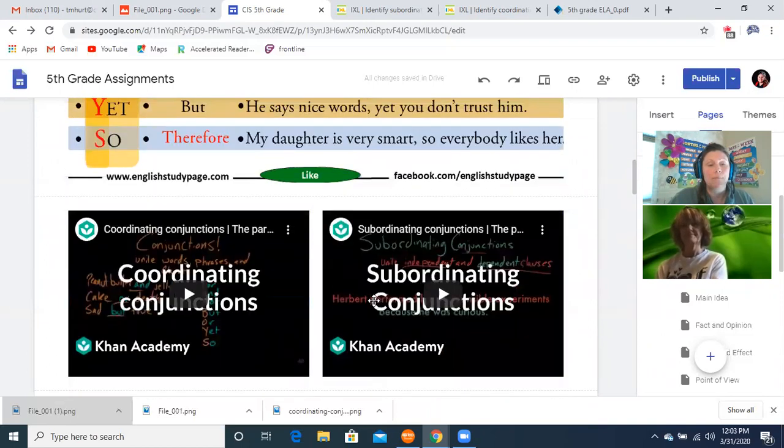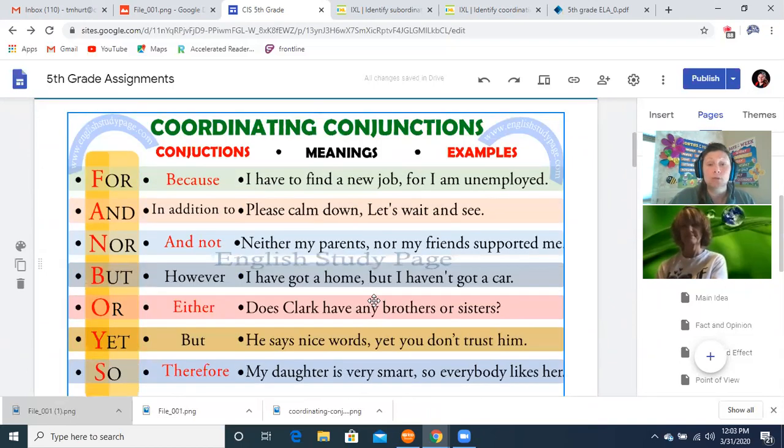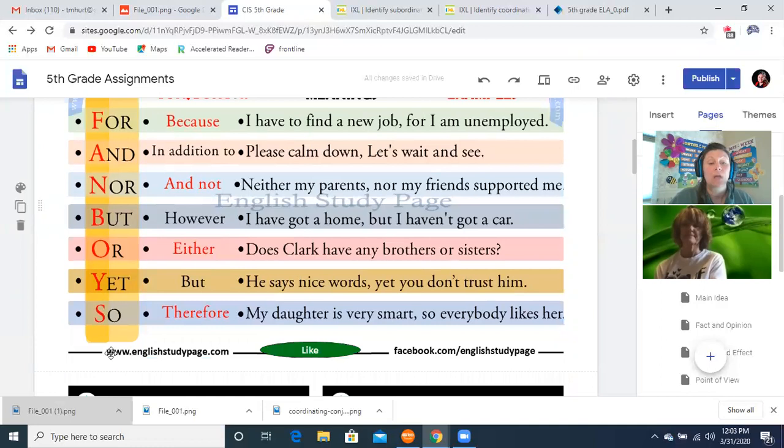So let's go back up to the most familiar kind of conjunctions, called coordinating conjunctions. I'm sure that you know FANBOYS. We've talked about it, and I know that you probably learned that in 4th grade also. If you can remember the term FANBOYS, that helps you remember all of the coordinating conjunctions: for, and, nor, but, or, yet, so.